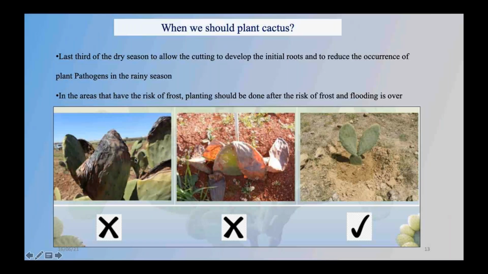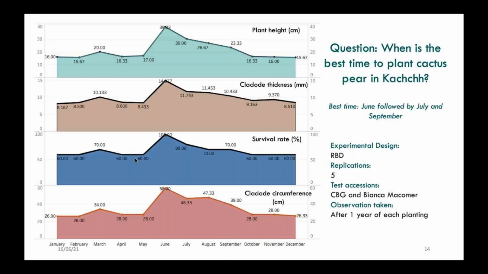When can we plant cactus? The answer is simple: any time of the year. But two things you have to remember. The first one is there should not be waterlogging in the field, and second, we should avoid planting during the winter season. But the best time to plant the cactus in Kutch area of Gujarat is from June to August. As we can see, the growth peaks in this graph. This is one of the results which we have generated through our research trials. We came to know that June to August is the perfect time to plant the cactus in Kutch area.